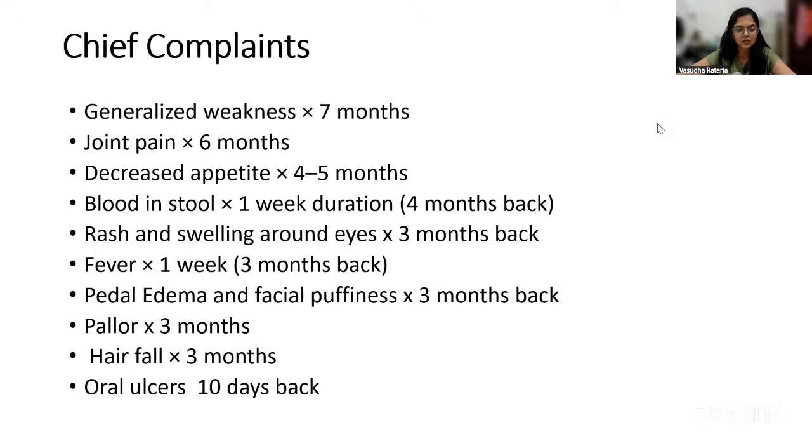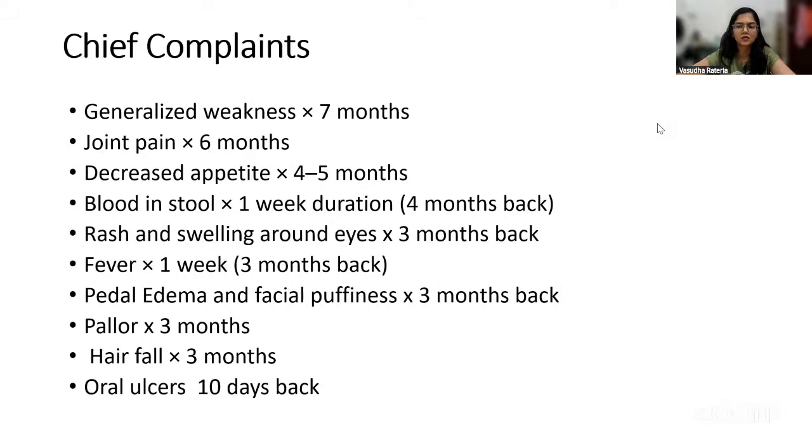So if you go through the history again. Joint pains for about 6 months. Decreased appetite for 4 to 5 months. So the generalized weakness and decreased appetite both can be attributed to anemia.